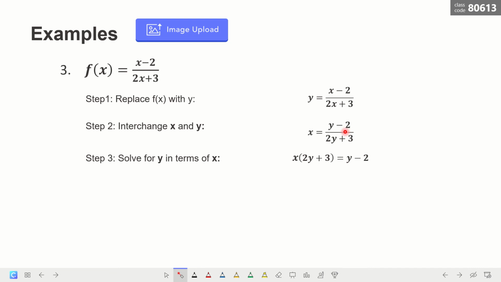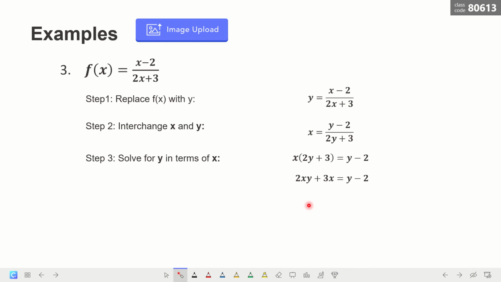Here, the expression is divided on both sides, so the inverse is to multiply. Multiply both sides by 2y plus 3, so x times 2y plus 3. Then apply the distributive property: x times 2y is 2xy, and x times 3 is 3x, which is equal to y minus 2.